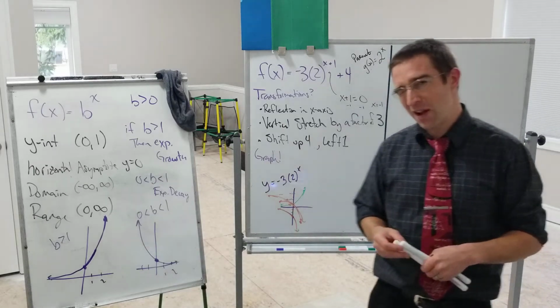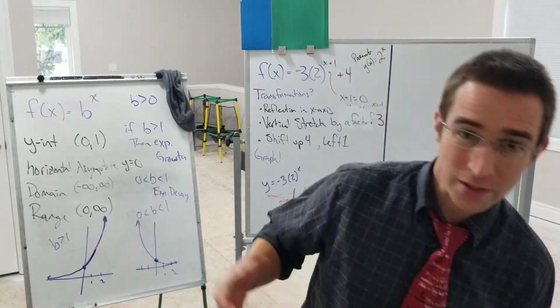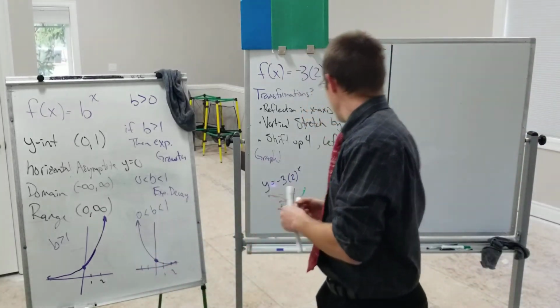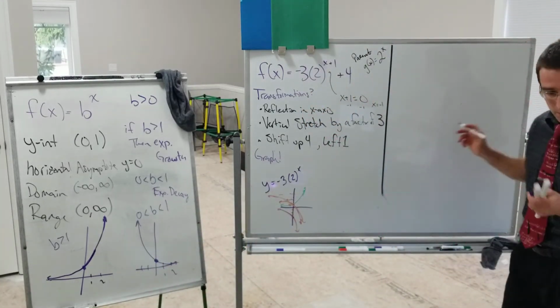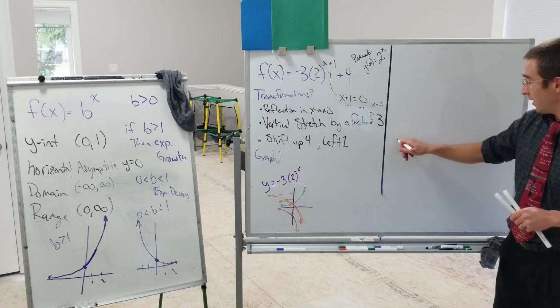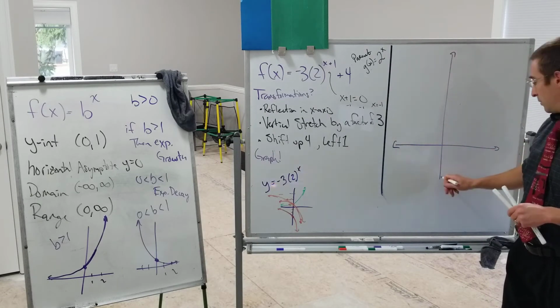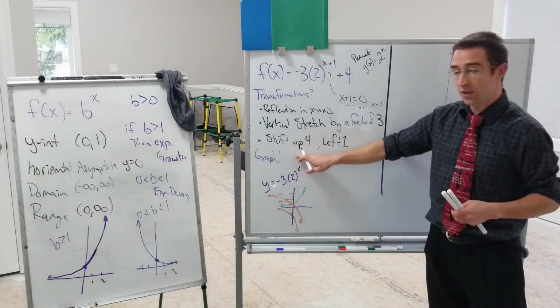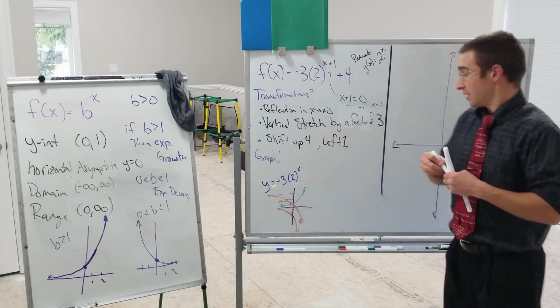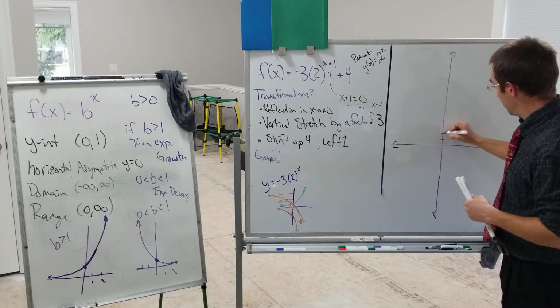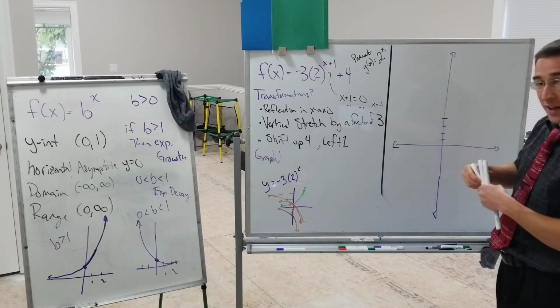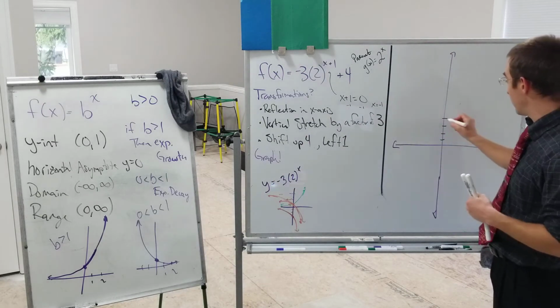That is not my personal favorite way to do it. You could do it that way, but what I like to do is to say, well, we got to shift up 4 and left 1. So the up 4 tells us that we are going to have a horizontal asymptote at y equals 4.